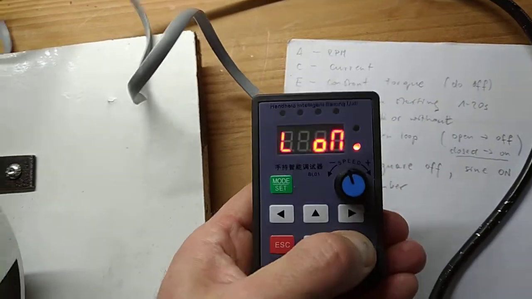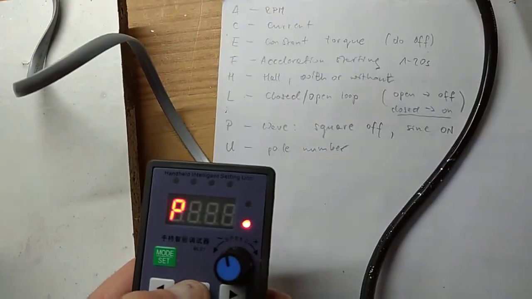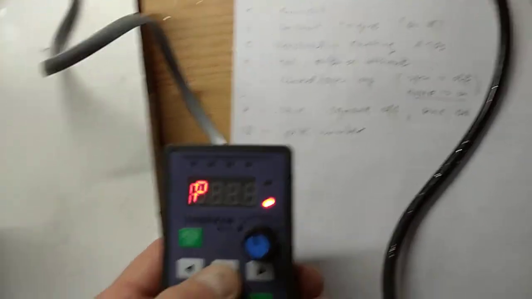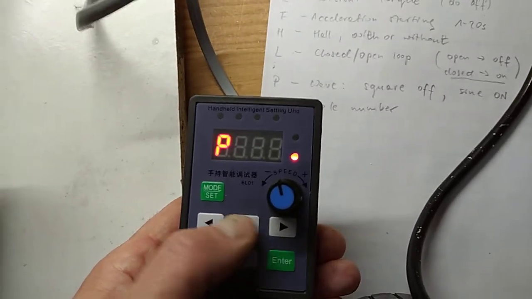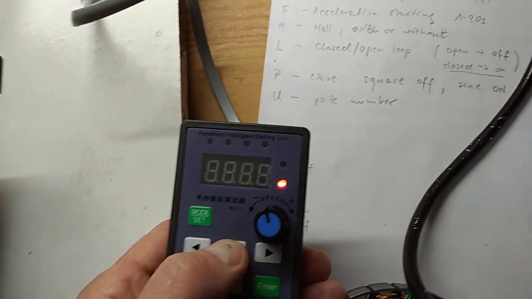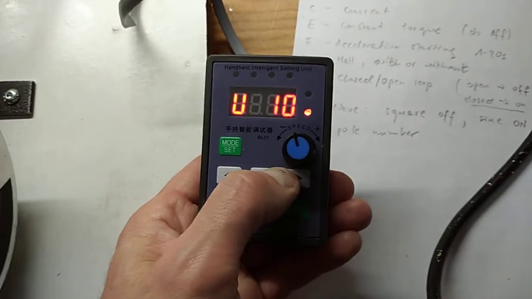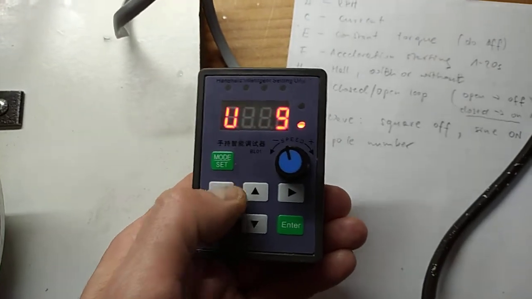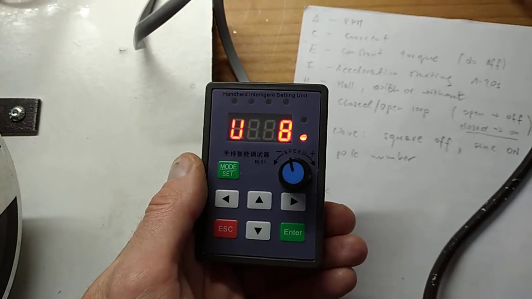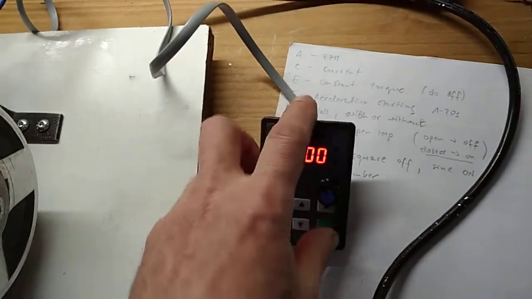Okay. Enter. Now we have P, which is square wave or sine wave. We want square wave. I tried to run it on sine wave, and the driver doesn't like it. So let's leave it off. Now we're going into pole number. In theory, you can set it up to 10, but look what will happen. I will put 9, because I believe this is 9, and when I press enter, it will show me 8 anyway. So that's it, it's configured now. We do escape.